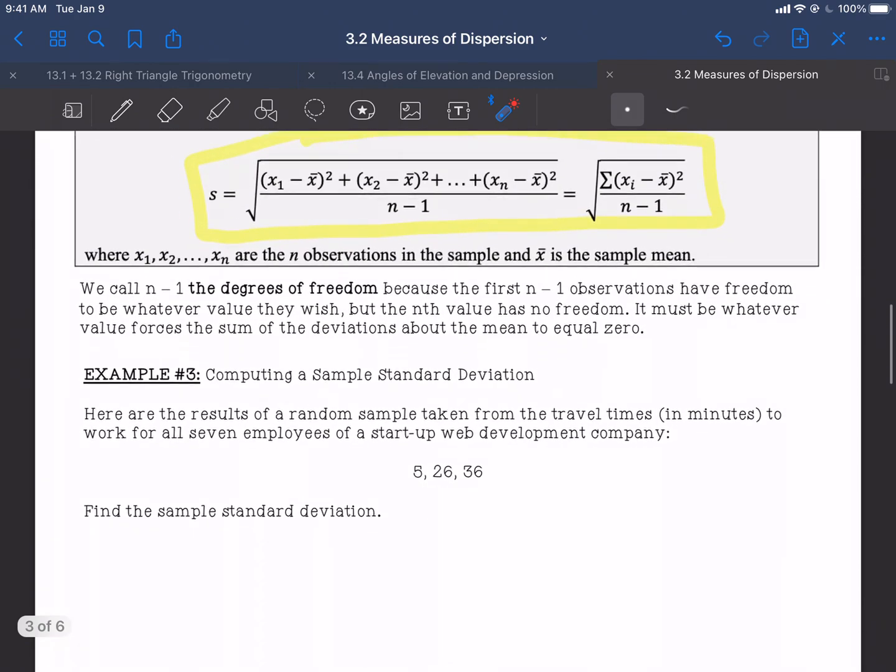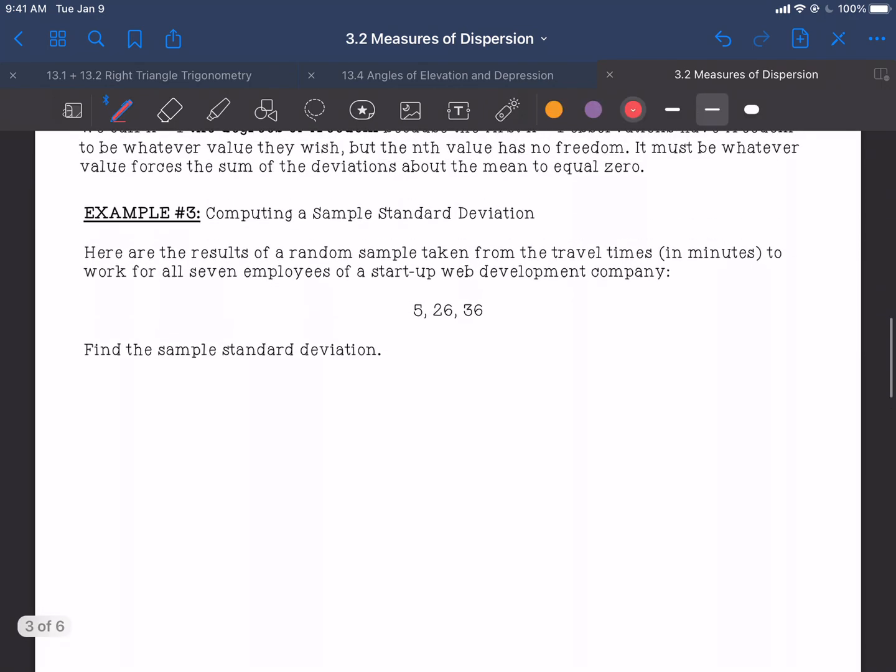So example 3, computing a sample standard deviation. Here are the results of a random sample taken from the travel times for all 7 of those employees. Find the sample standard deviation. Okay, well, to do this, very similar, we're going to make a table. But the first thing we need to know is what is the sample mean? So x bar would be 5 plus 26 plus 36 divided by 3, which is 22.3 repeating.